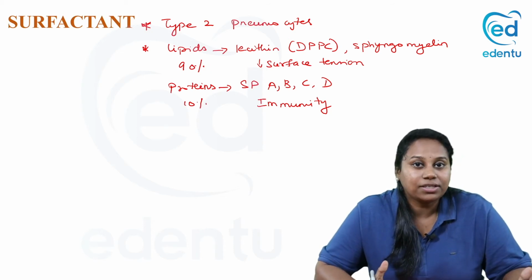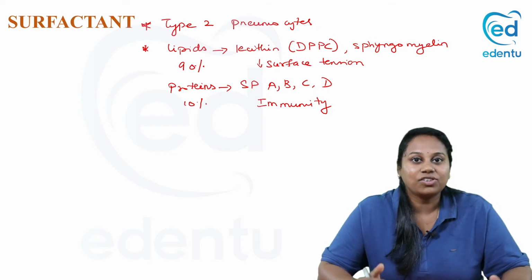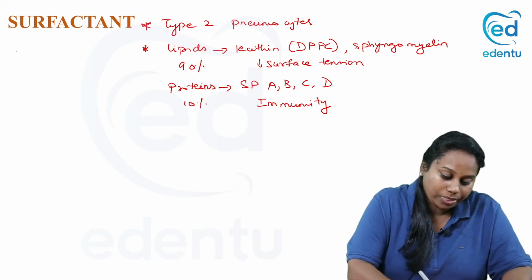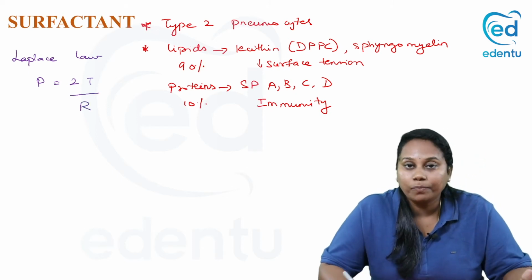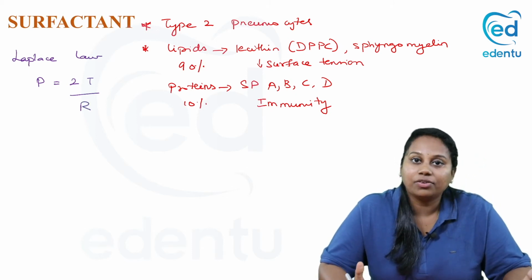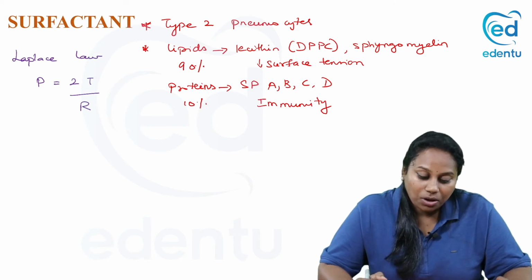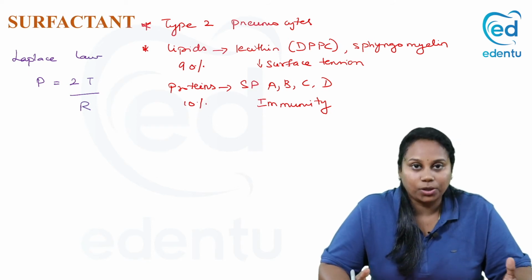So, what is the law related to surface tension? Yes, it is your Laplace law. So, what is Laplace law? According to Laplace law, P is equal to 2T by R. Pressure is equal to 2 times the surface tension divided by radius. So, how will you apply surface tension here?